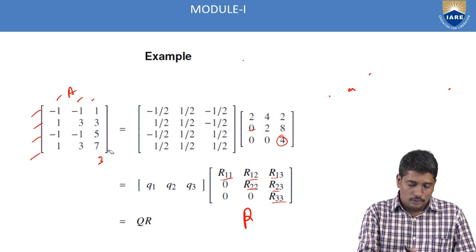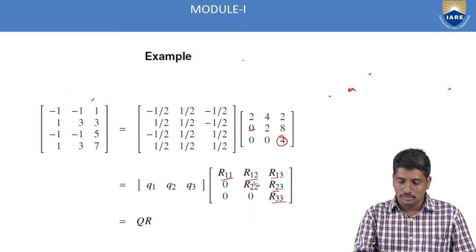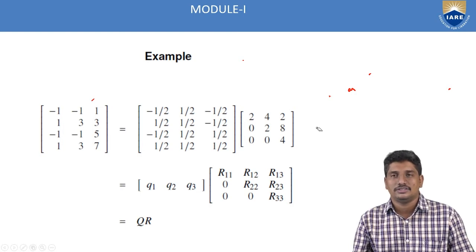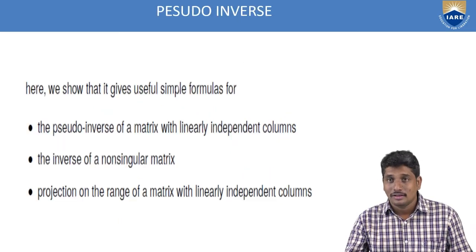And the question is how we can reduce A into a product of two matrices, Q an orthonormal matrix and R an upper triangular matrix. The process will be explained in the next class.